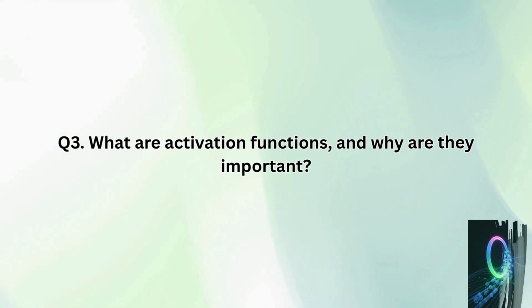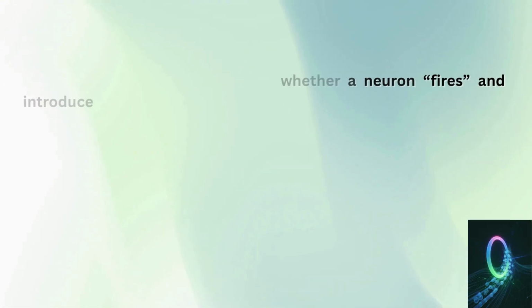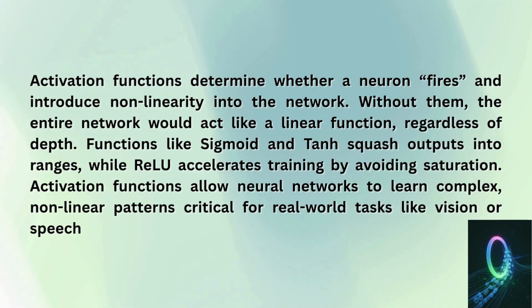What are activation functions and why are they important? Activation functions determine whether a neuron fires and introduce nonlinearity into the network. Without them, the entire network would act like a linear function, regardless of depth. Functions like sigmoid and tanh squash outputs into ranges, while ReLU accelerates training by avoiding saturation. Activation functions allow neural networks to learn complex, nonlinear patterns, critical for real-world tasks like vision or speech.